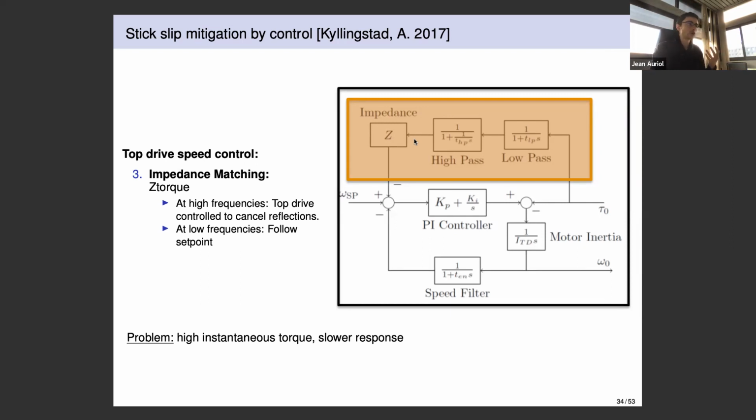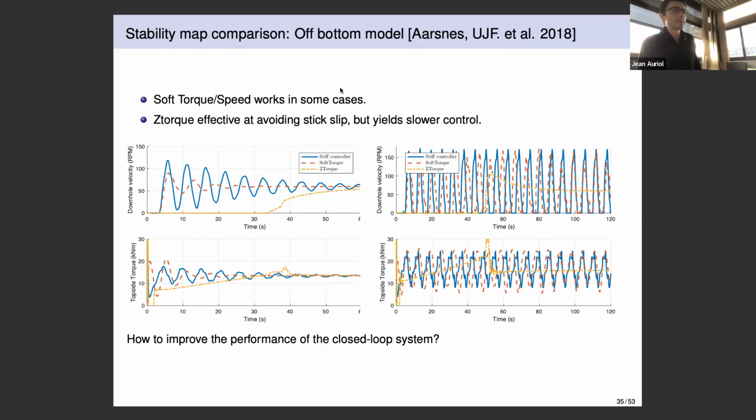So I'm just going to show you a stability map comparison when the bit is off bottom. We want to regulate the downhole velocity, and we have different cases. We compare the stiff controller, so basically just a simple PI controller, the soft torque, and the Z-torque. You can see that Z-torque is lower here. But at the end, the reference velocity is around 60 RPM, and you can see that they all manage to reach this reference velocity. You have some oscillation for the stiff controllers, whereas the soft controllers quickly converge to the right value, and the Z-torque does not have any oscillation, but it's much slower.